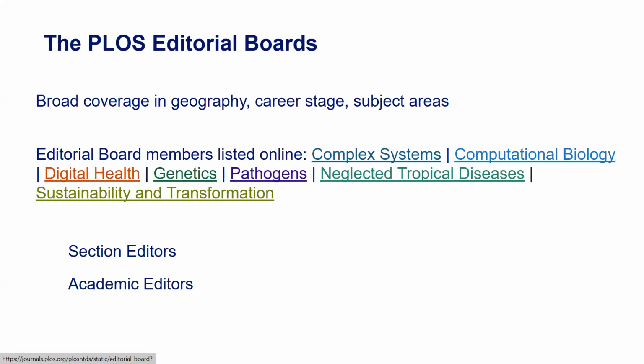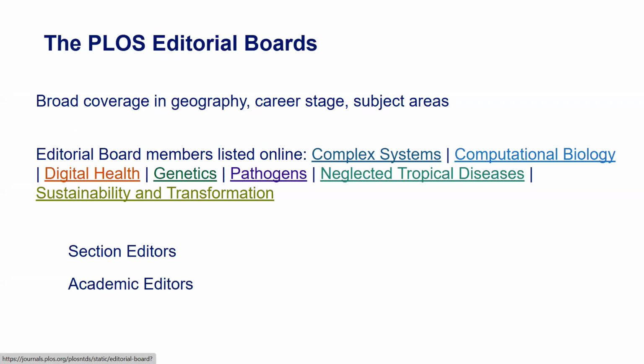Here we go. So, a quick introduction about the PLOS editorial boards and what they are. Things we really try to pay attention to when we build our editorial boards are broad coverage in geography, of course, and in subject area expertise that the journals are trying to represent, as well as career stage. So we try to create boards that are representative and diverse across gender axes, geographical axes, career age, career progression axes, all those sorts of things.